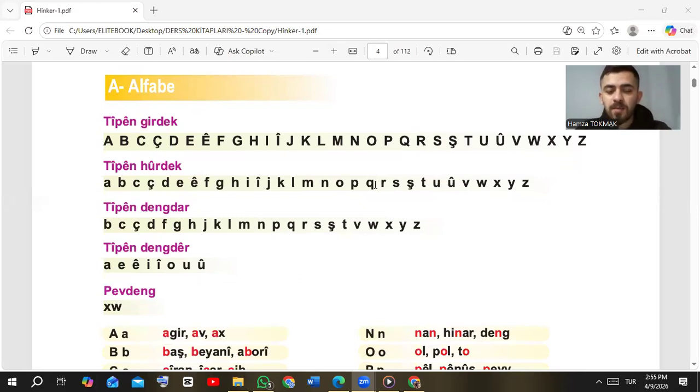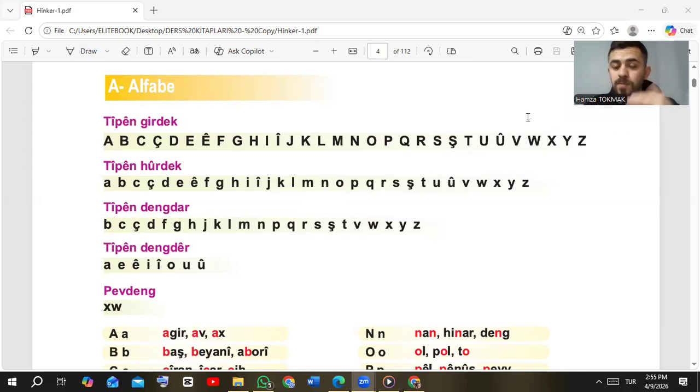And as you see, we have many letters. Most of them are similar to English Latin letters, and some of them are different by pronunciation and writing system. So let's start. And I have my marker.